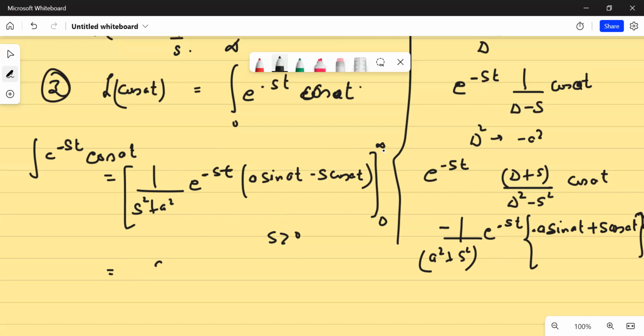So if s is greater than 0, and if I place t as infinity, this will become 0. And if I place 0 here, what will it become? This will become 0. And there is a negative negative, so this will become s upon s square plus a square. Is that fine?